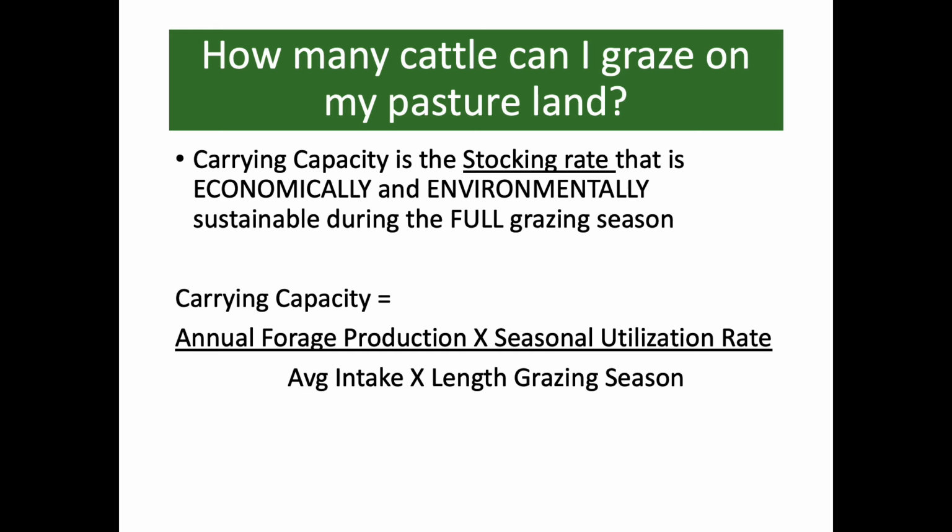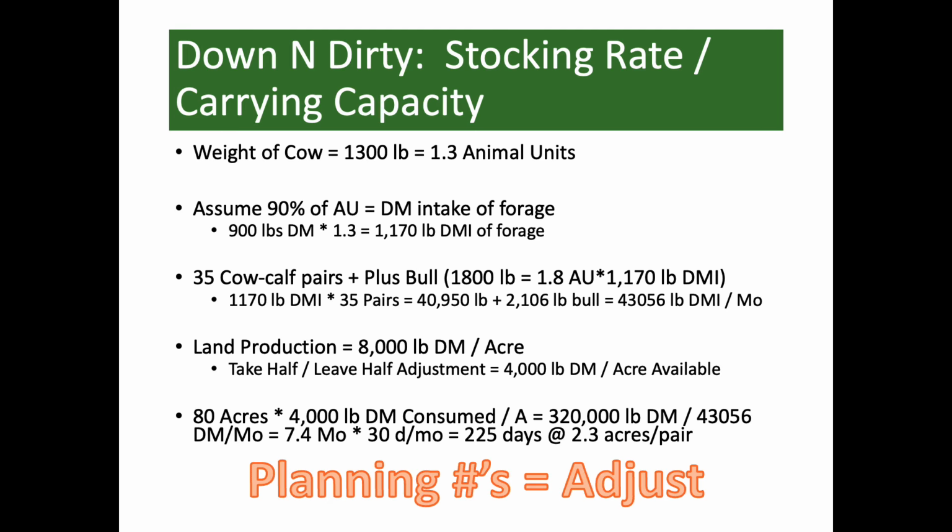Your carrying capacity is your annual forage production times how much you're going to utilize, your utilization rate. Because keep in mind, we don't want them to graze everything right down to the soil surface, right? They're going to leave some behind. Then how much those animals are going to consume, and the length of your grazing season. That gives us an idea of what our farm or operation can carry. All right, so I already talked about that animal unit. The 1,300-pound cow, in this case, is 1.3 animal units.